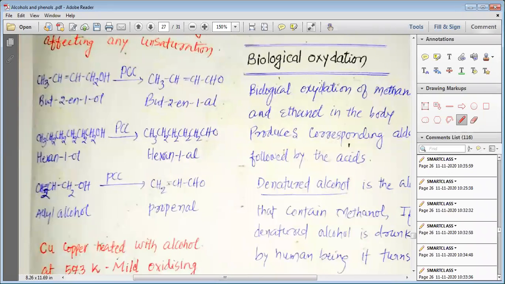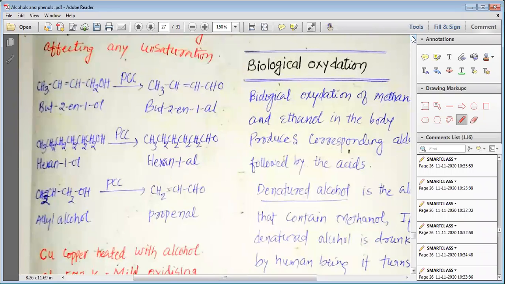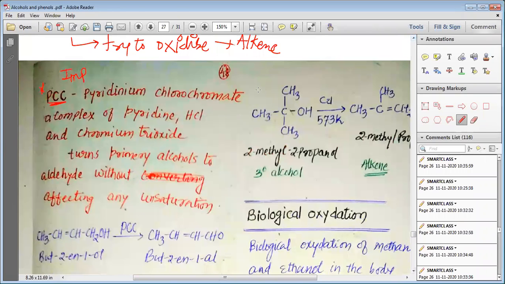But we are talking about the PCC, which was the pyridinium chlorochromate. We should end our class here. We should discuss about PCC in the next period.